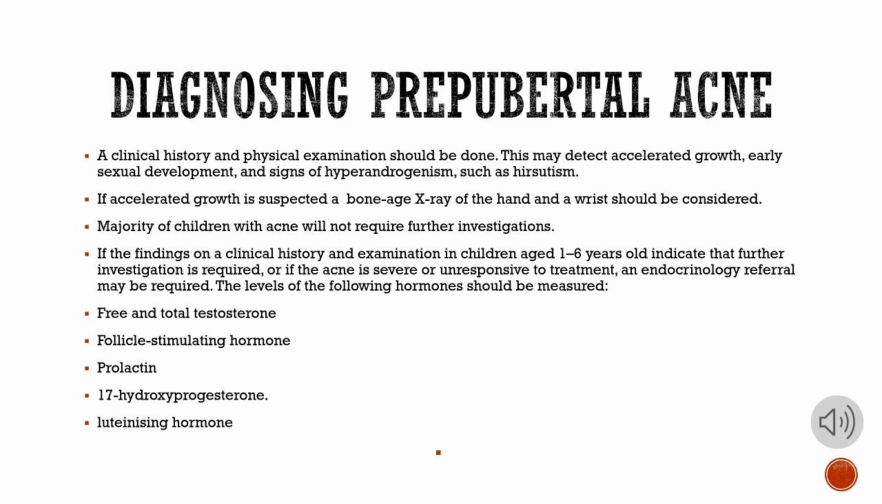Diagnosing prepubertal acne. A clinical history and physical examination should be done. This may detect accelerated growth, early sexual development, and signs of hyperandrogenism, such as hirsutism. If accelerated growth is suspected, a bone age x-ray of the hand and wrist should be considered. The majority of children with acne will not require further investigations. If the findings on a clinical history and examination in children aged 1 to 6 years old indicate that further investigation is required, or if the acne is severe or unresponsive to treatment, an endocrinology referral may be required.